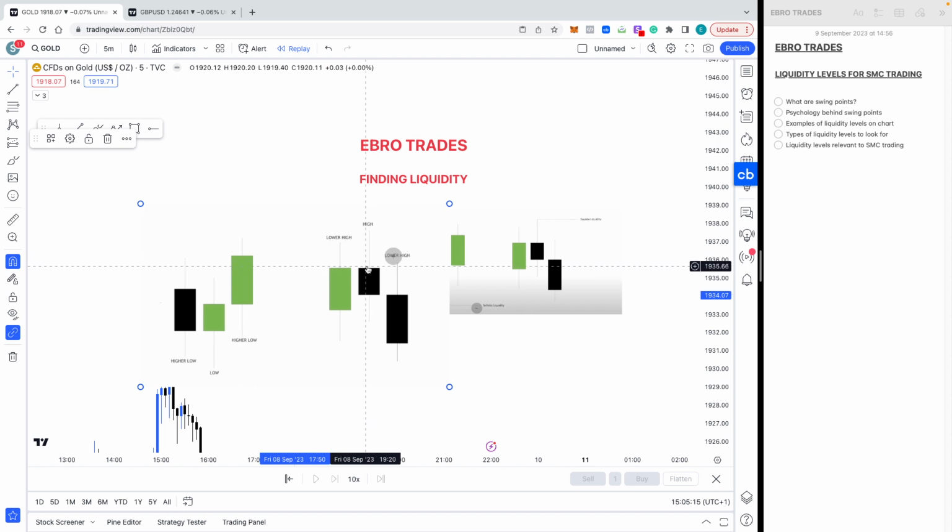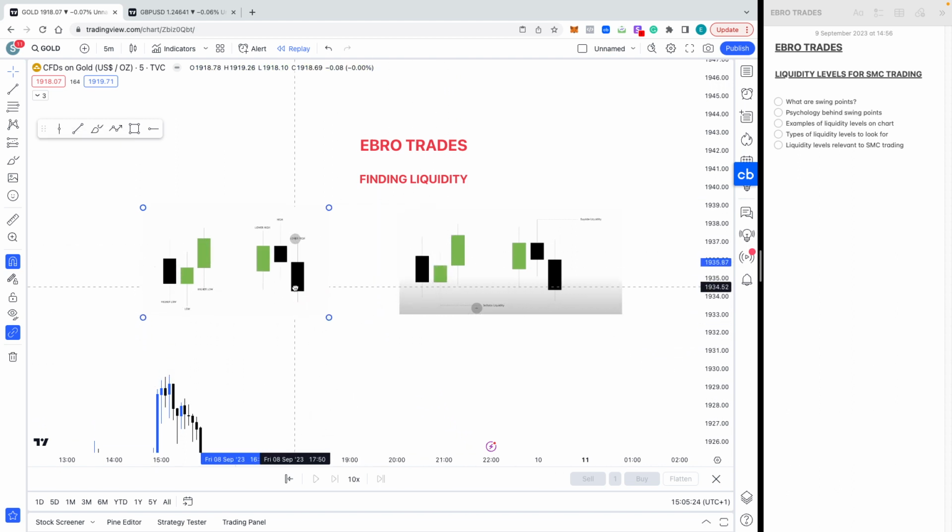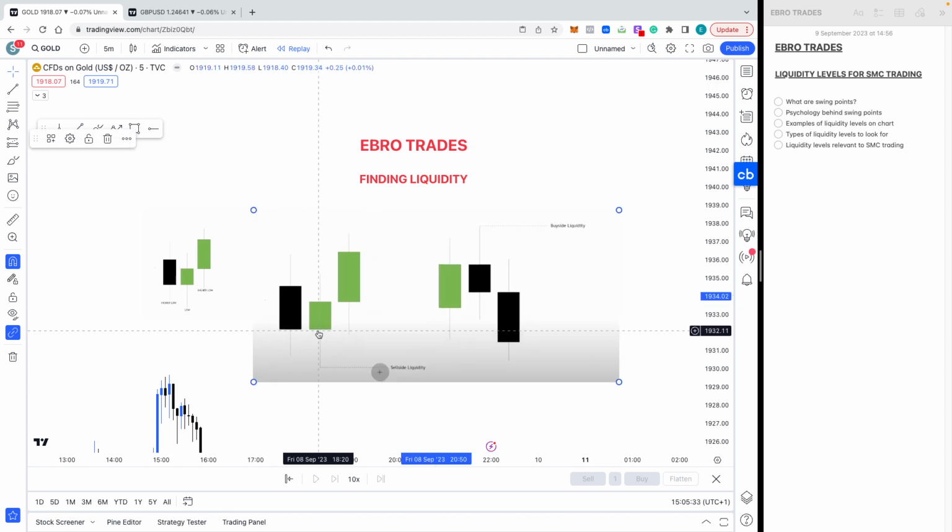Swing high is the opposite. So you've got a high wick, a protruding high wick, with lower highs to the left and to the right. Call this a swing high. Now, how is this relevant to liquidity? Well, this all comes down to the psychology behind swing points. Swing points are super important because of the stop loss position for going long or going short.